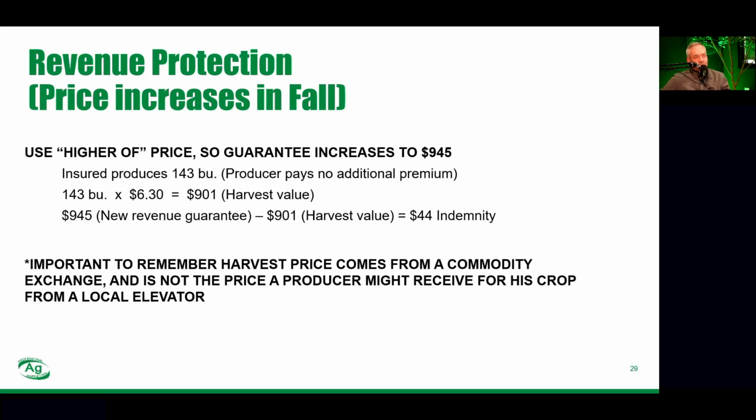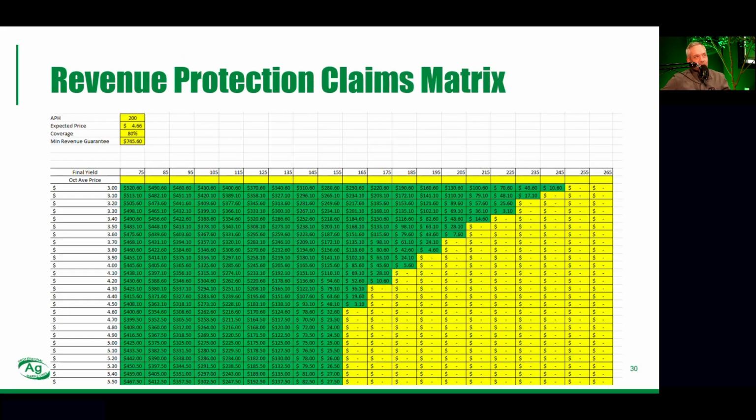So hopefully you can see the power of the revenue protection plan and why it's so popular. It's protecting us from loss of yield. It's also protecting us from loss of price, and it's protecting us if price would go higher and we're short bushels, we get to use that higher price. And so the claim matrix with the revenue protection policies you see looks a little different than the yield plan. The yield plan was very straightforward. If I was below my guaranteed, I got paid. In this case, if the price would go down, my guaranteed bushels go up, right? My trigger yield's going to increase because I'm going to need more bushels the further down the price goes.